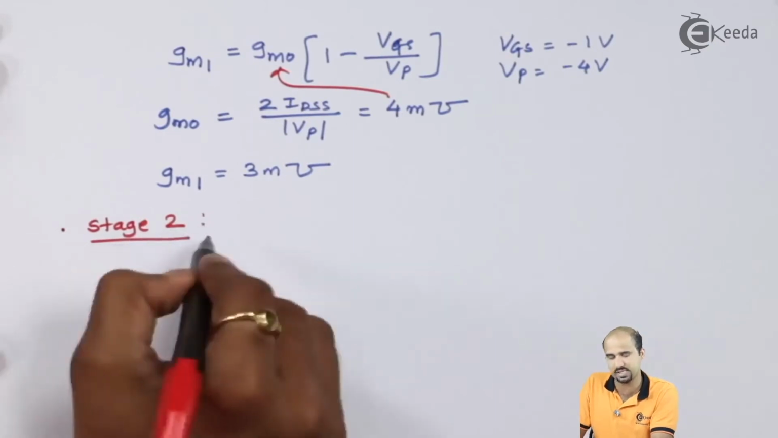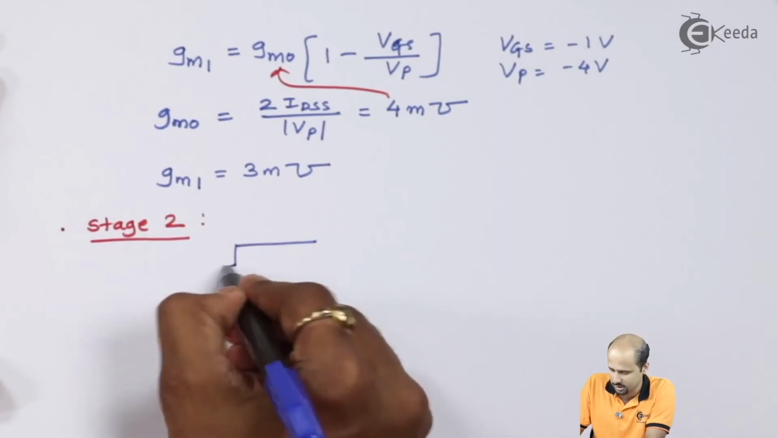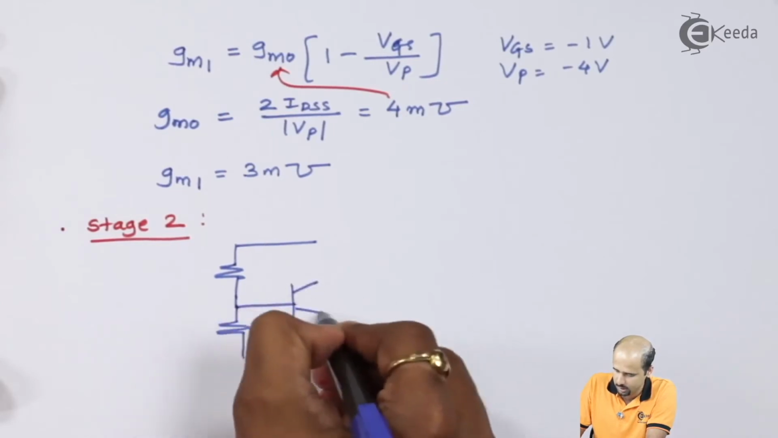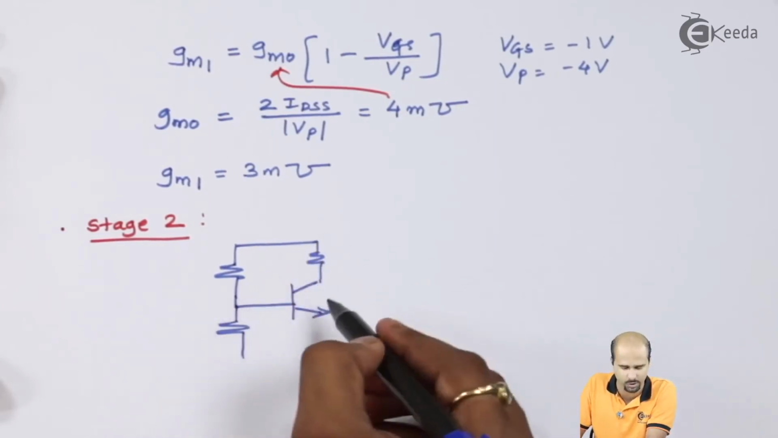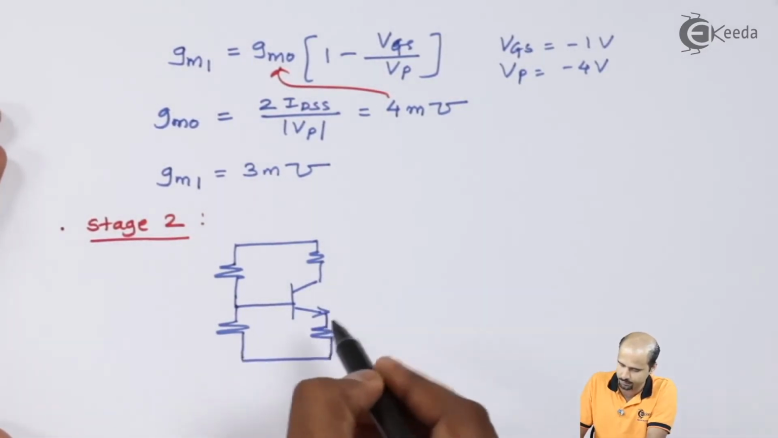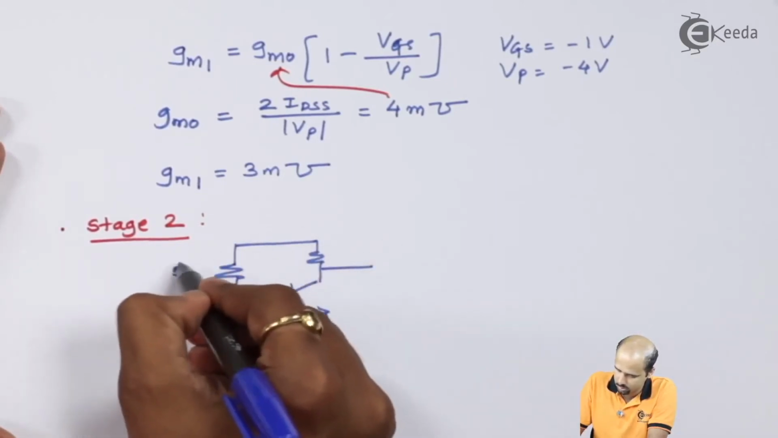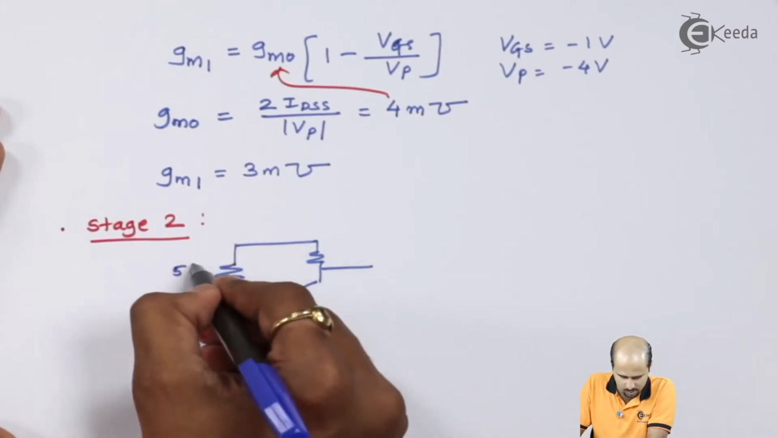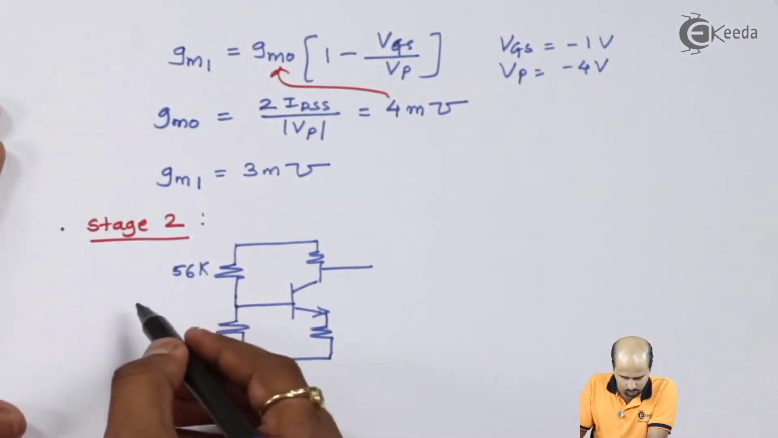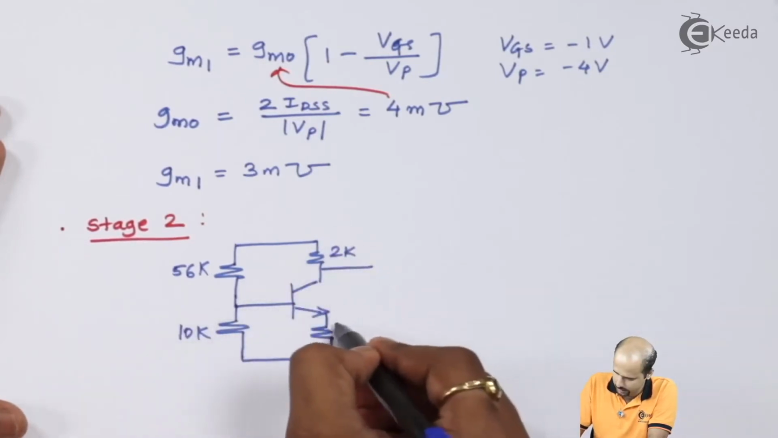Right? As far as stage number 2 is concerned, we'll again draw the DC equivalent circuit with all the capacitors open. So this is your simplified circuit. Here we have to have the Thevenin's equivalent circuit. As far as the circuit is concerned, we will just note the values: 56 kilo, then 10 kilo, here 2 kilo and 500.